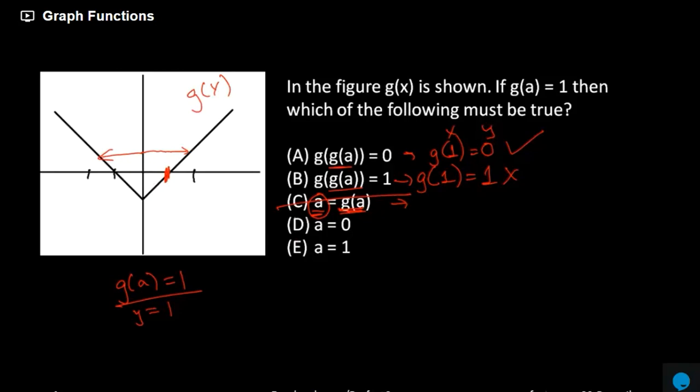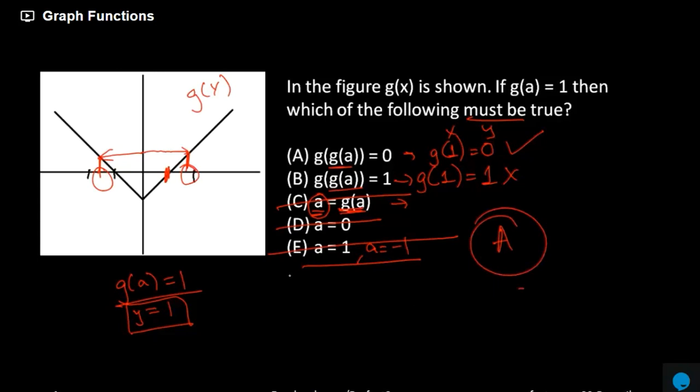Similarly, if I say a is equal to 0, over here the a is definitely not 0, because it says that g of a is 1. That means while the value of y is equal to 1 is true here and is true here, definitely a is greater than 0 and less than 0. That means this is also eliminated. And it says which of the following must be true. A can be equal to 1, a can be equal to -1 also, because there are two values of a. That means this is also eliminated. Hence a is my answer, right?